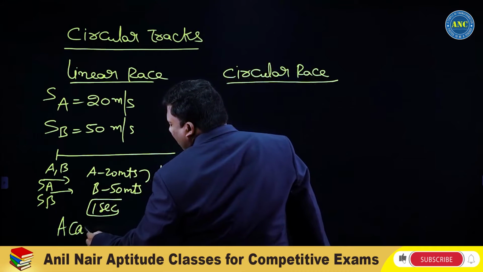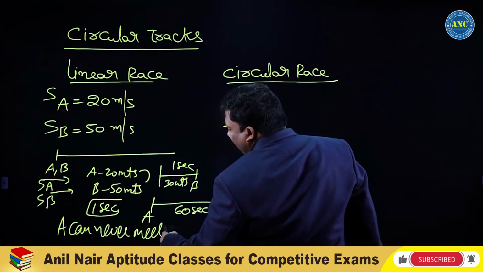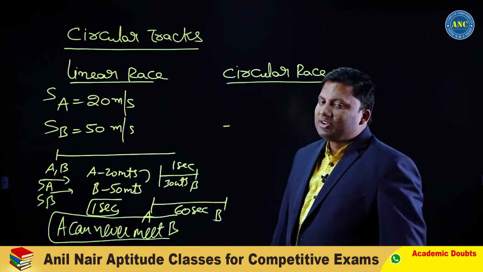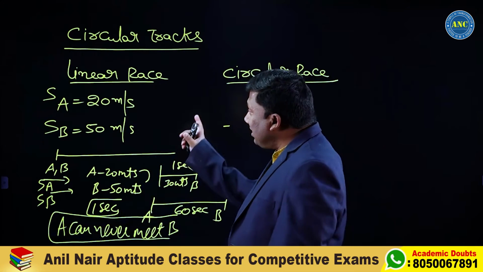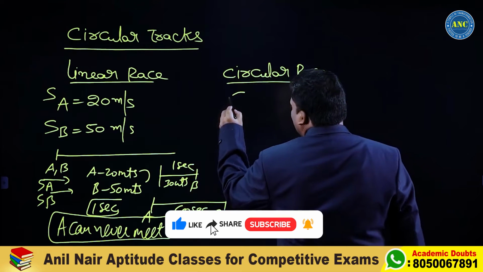Why? Because the speed of B is greater than A. B will go ahead and keep going ahead, so A will never meet B. This is a linear race. Now, the same thing in a circular race.